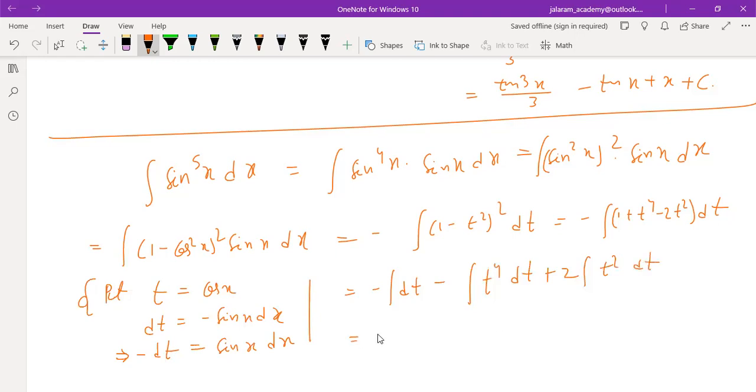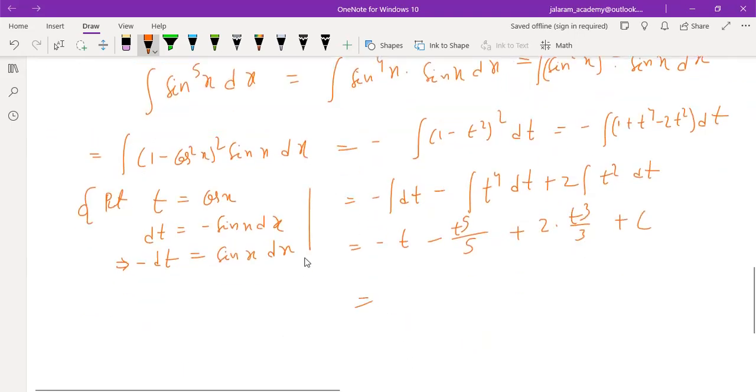t square dt equals minus t minus t to the power 5 by 5 plus 2t cube by 3 plus c. Equals minus, the value of t is cos x, minus t to the power 5 is cos to the power 5 x upon 5, plus 2 by 3 into cos cube x plus c.